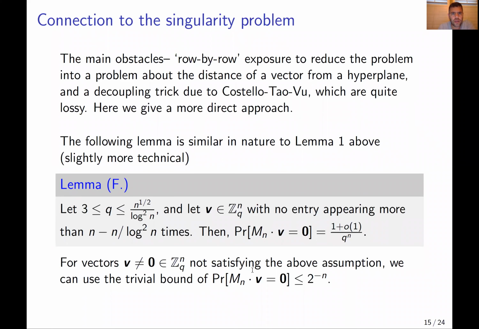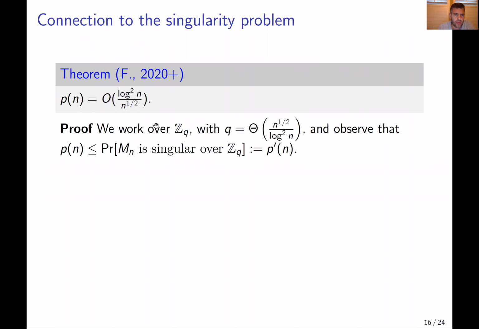And then using these two observations, I can prove the following theorem, that p_n is big O of log square n over n to the 1/2. So let me first sketch the proof to show you how to deduce the theorem from the lemmas, and then for the remaining time, I will talk about the proof of the lemma.